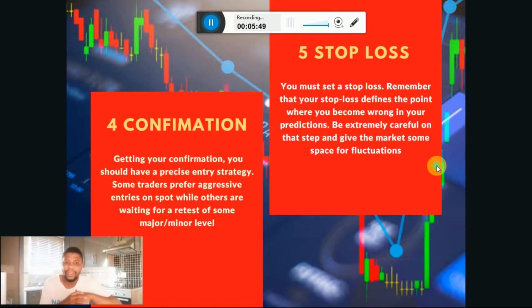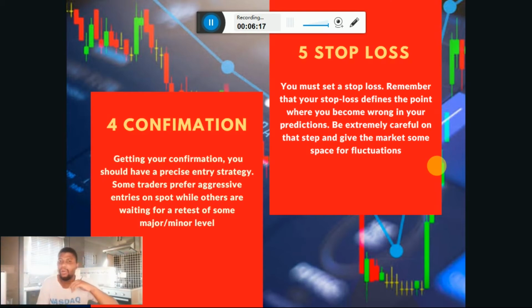So after getting your confirmation, you should have a precise entry strategy. Some people like to get in aggressively. Some people just want to get in with market execution. They want to get in now. They don't care whether it's volatile or not. They just want to jump in and get in now.